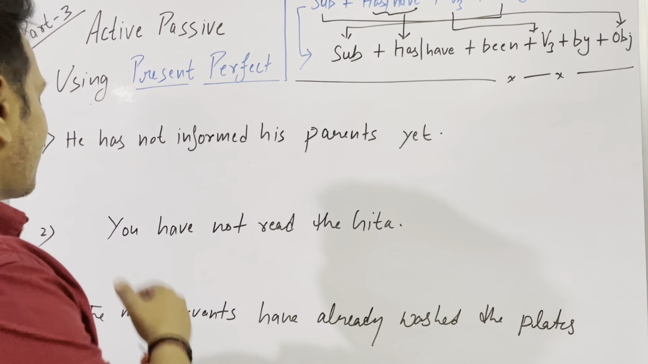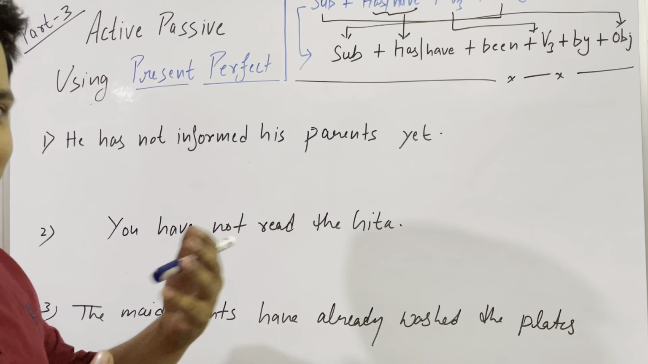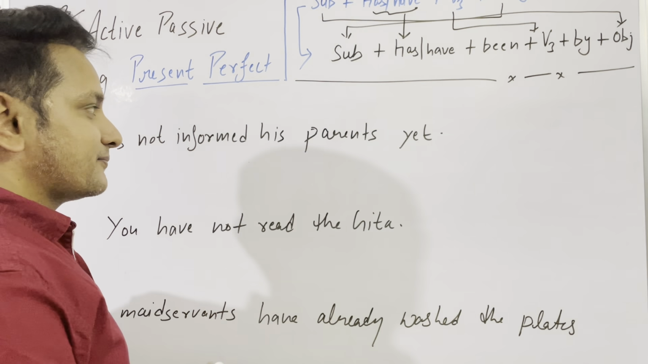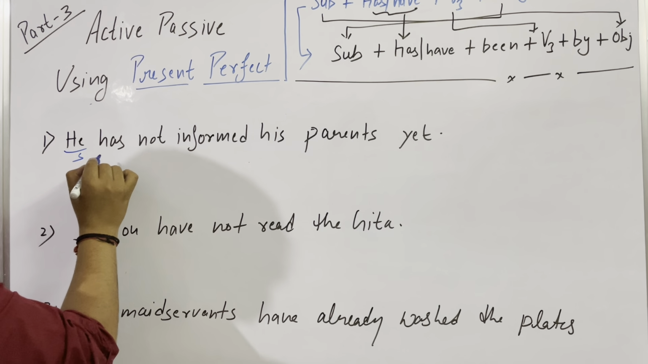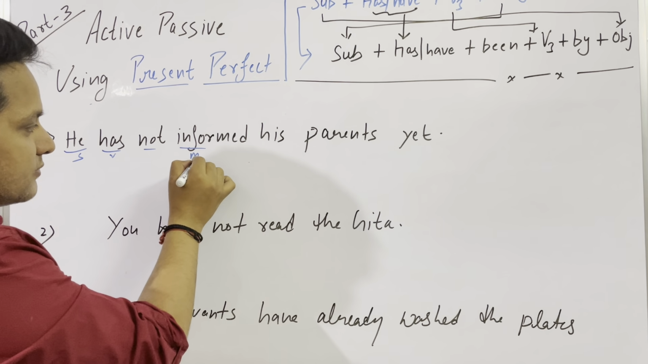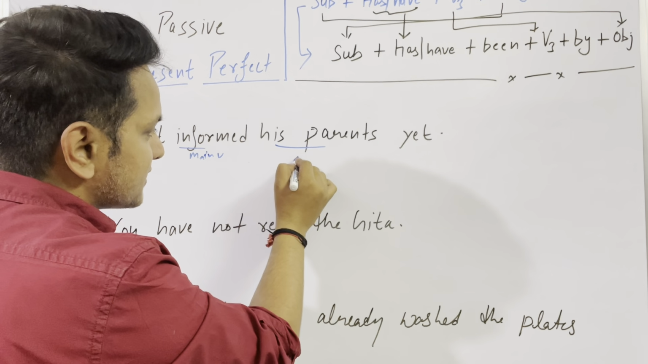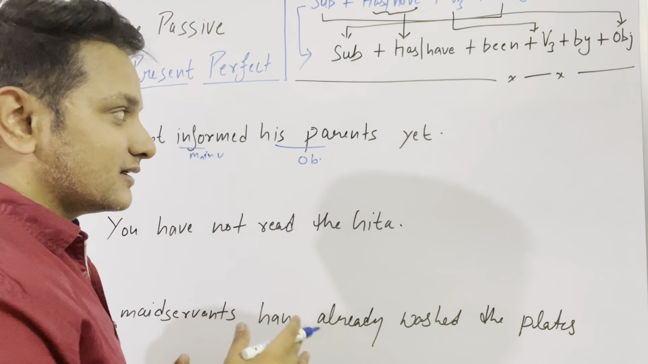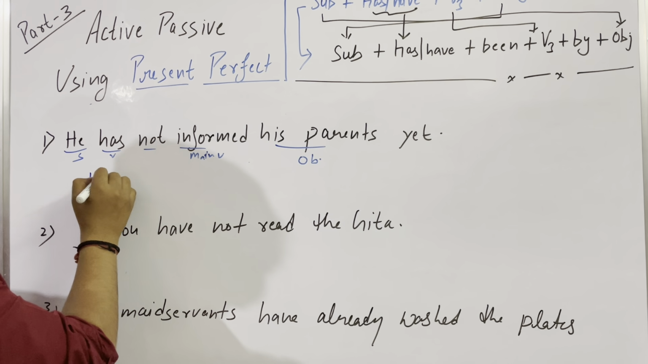I've taken some negative sentences to understand more concepts. He has not informed his parents yet, right? If we look at this, this is the subject, this is the negative verb, the main verb, and his parents will be acting as the object here. Yet is an extra one. We'll see how it is to be used. So we'll be writing his parents.